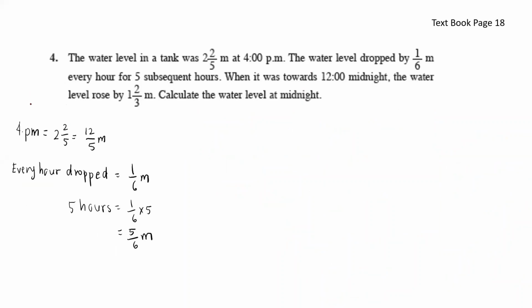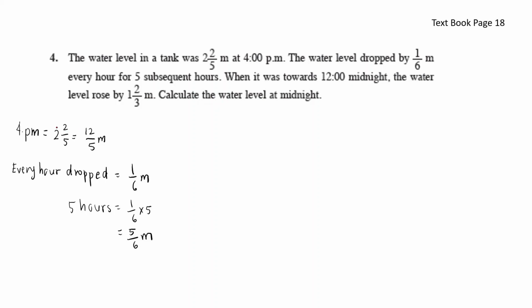Next, let's take a look at Mastery Q 1.3 number 4. The water level in a tank was 2 2/5 meters at 4 p.m. The water level dropped by 1/6 meter every hour for 5 subsequent hours. When it was towards 12 midnight, the water level rose by 2/3 meters. Calculate the water level at midnight.